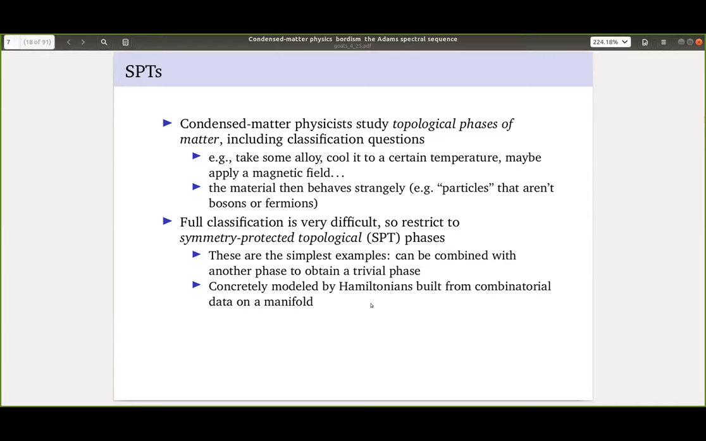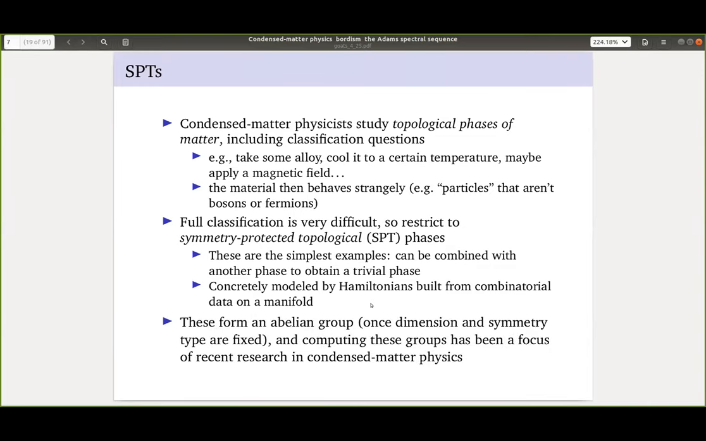So just to briefly say, how are these things modeled in terms of physics? How do people work with them? There's a few different ways, but the most common, I would say, is you're doing this on some manifold, you triangulate your manifold, and then using only the combinatorial data of the triangulation, you try and write down a Hamiltonian system and then do this sort of quantum mechanics like stuff.